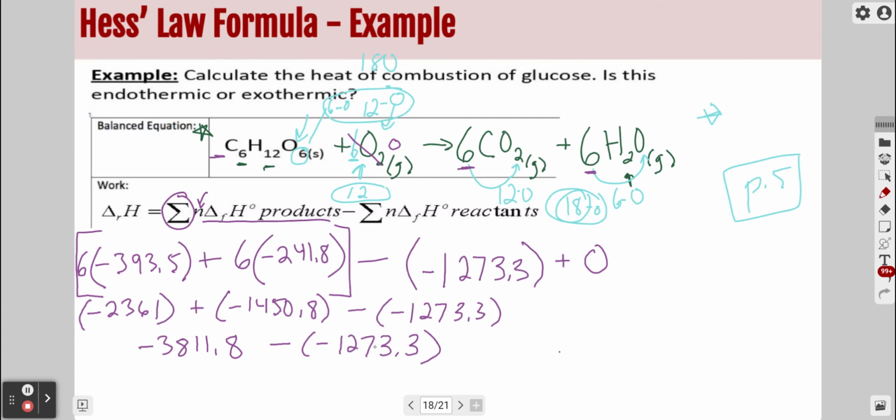And now I'm going to subtract my reactants. All right, so overall, my answer is negative 2,538.5, and the units are kilojoules. Okay, the negative tells us this is exothermic, so that's how much heat is given off when 1 mole of glucose is burnt. We could capture that energy as it's being released from the combustion, and that could be used to heat up water, that turns the steam, that turns the turbine, that's connected to the generator to produce electricity.